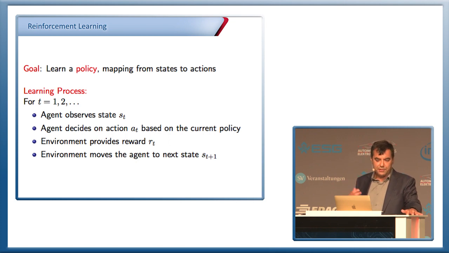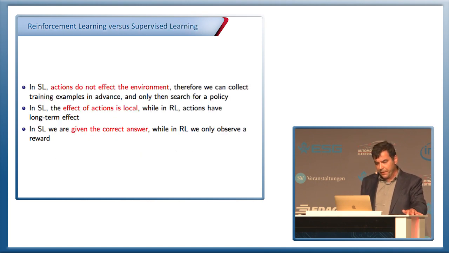And the learning process is, you observe a state at time t, you decide on an action, you get a reward, and you move to state number t plus 1. Okay? In supervised learning, actions do not affect the environment. Therefore, you can collect a lot of training examples and build an optimal policy from state to action. In supervised learning, the effects of the actions are local because we're not accumulating rewards.